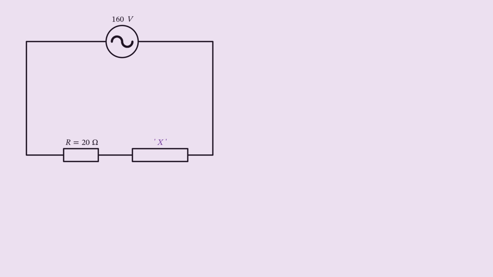This is a series circuit with a known resistance and an unknown impedance named X. We're asked to calculate the voltage triangle and power triangle. We're also asked to calculate the series current in the circuit and work out the value of the unknown impedance named X, along with the total circuit impedance.